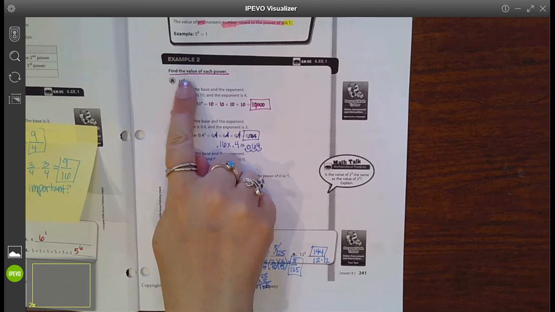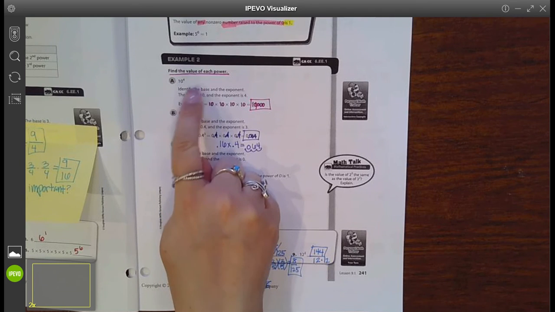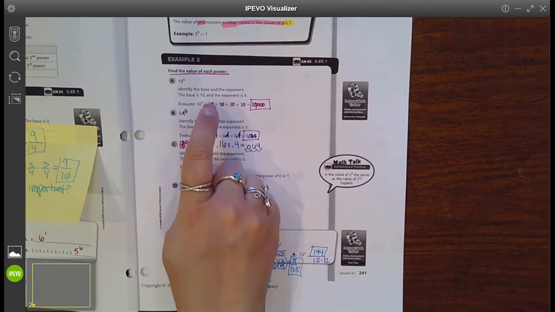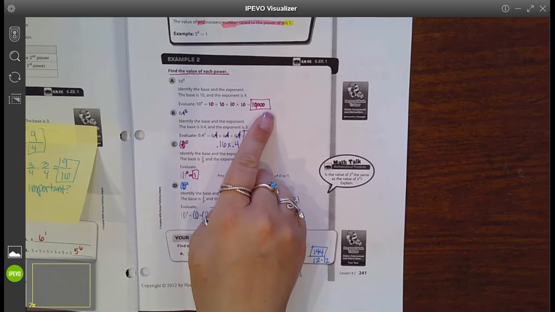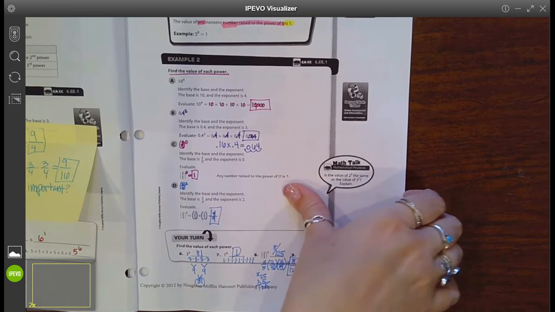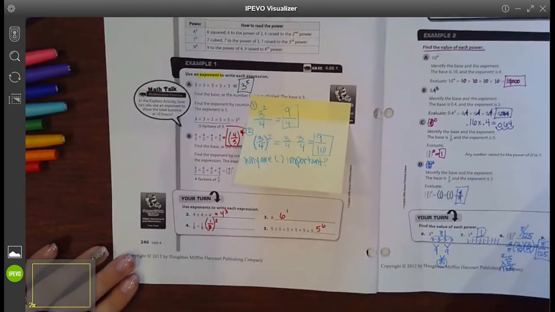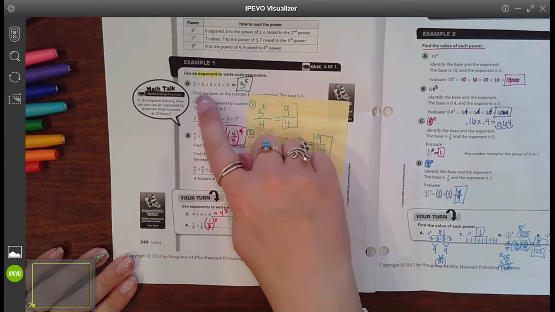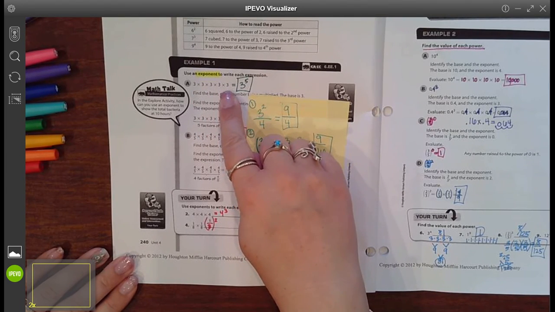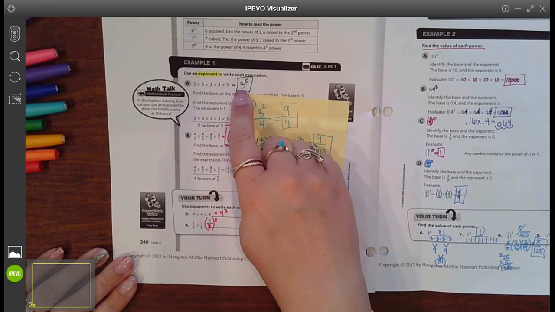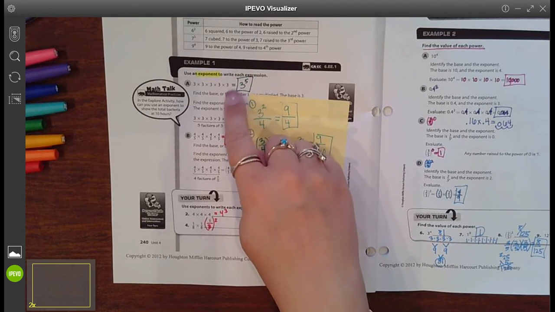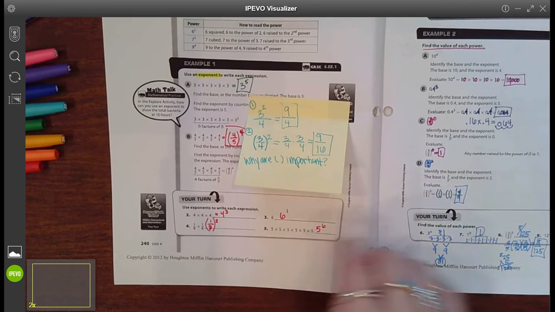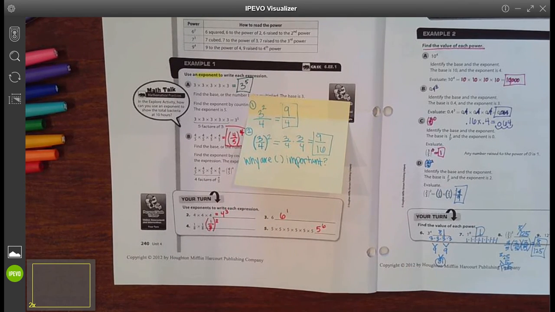So the difference between the directions, okay? If it says find the value of each power, then they would give you this and they want you to multiply it out and find the value. What does that actually equal? Versus if the directions say use an exponent to write it, they wrote it out for you and they just want you to say, okay, there's 5 3s, so it's 3 to the 5th power. Okay, so read the directions. These are hopefully the directions you want, right? So much easier than these, but still not complicated.